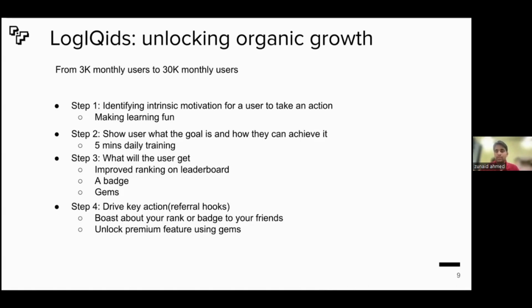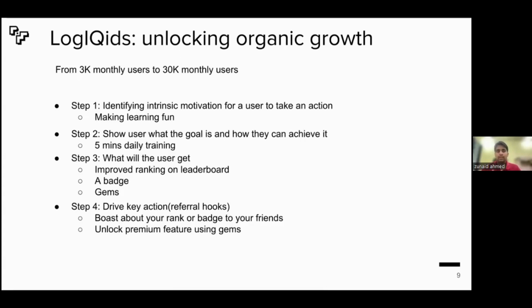The next step was to set up a goal for a user and show them how they can achieve it. Here, we set up a 5-minute daily training. The whole ask was, you can get smarter by using the Logic Kids app for 5 minutes. That value proposition, or goal, was set for both the kid as well as the parent.